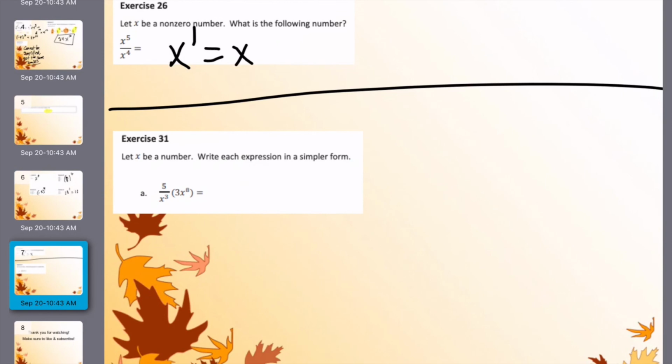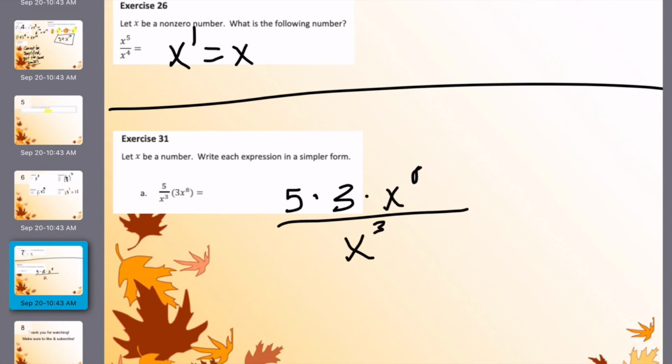So let's try a challenge problem. So let x be a number. Write each expression in a simpler form. So what I'm going to do, I know that this is 5 over x to the third times 3x to the 8th power. So what I'm going to do is rewrite this in an equivalent form over x to the third. Okay, this is representing the same thing.